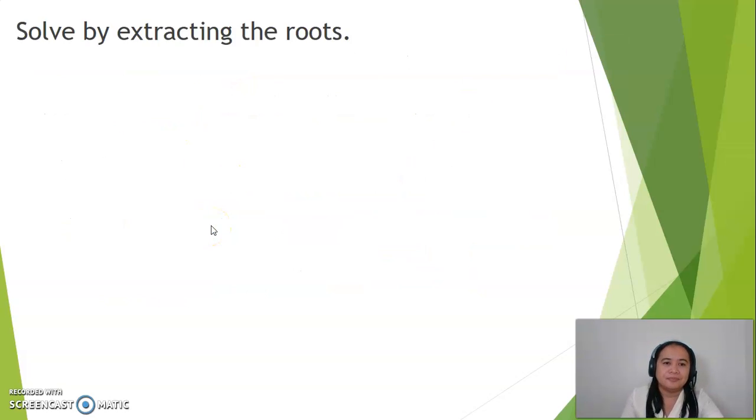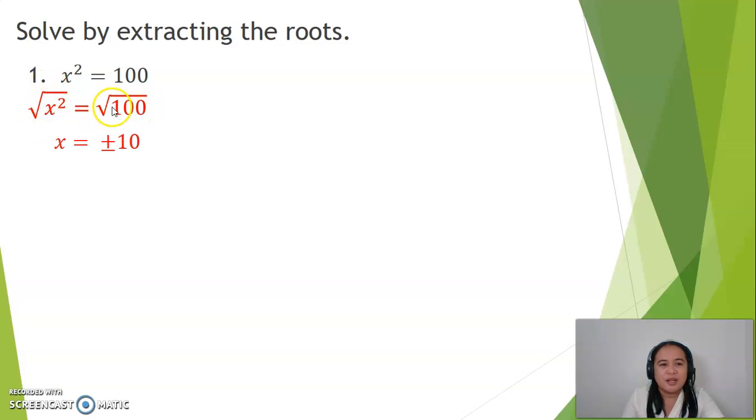Example, solve by extracting the roots. So with this case, there is the quadratic term and the constant term. So with this, extract the root to both sides. So square root of x squared is x and square root of 100 is positive and negative 10.